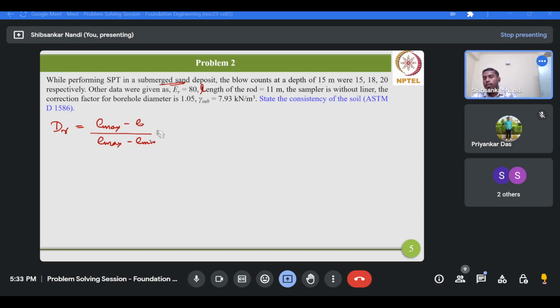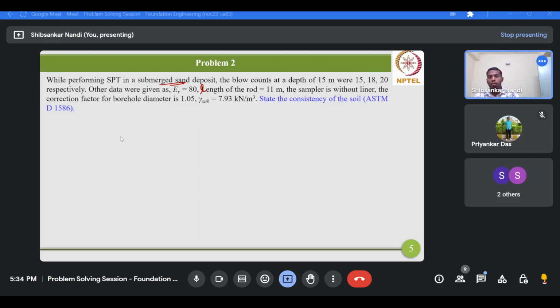Now this type of data is not available with us. So what can we do now? We can take the help of some correlation between relative density and the SPT value. So this is one application of the SPT value for cohesionless soil. For that, we first have to determine the field N value, then the corrected SPT N value, and then correlate this SPT N value with the relative density of the soil, and then state the consistency of the soil. So these are the basic steps to answer this question.